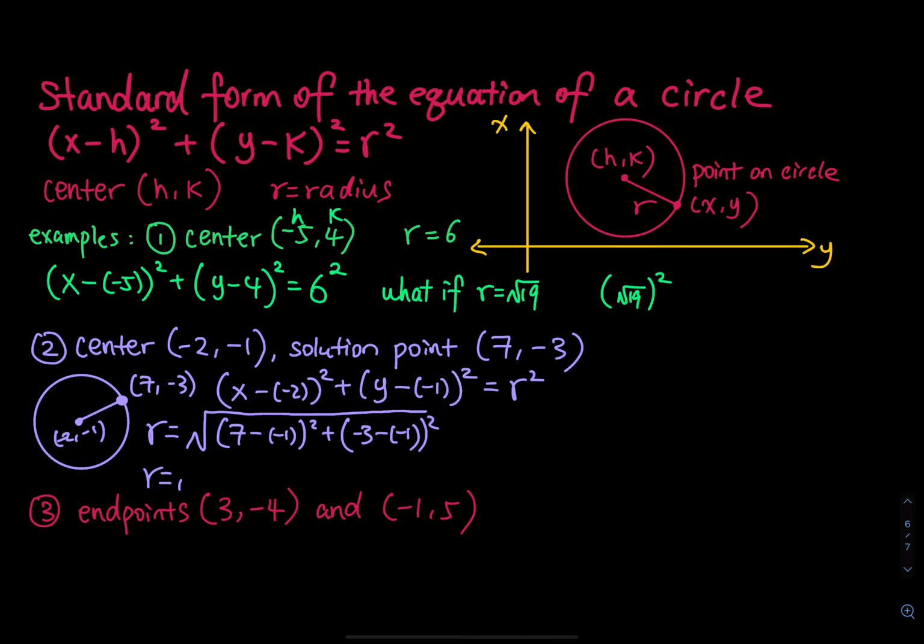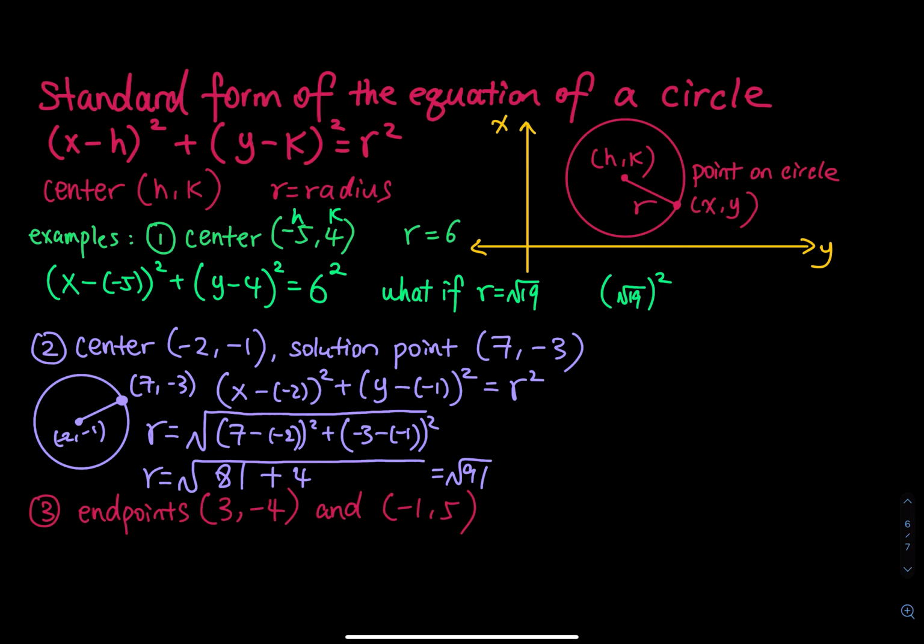So r equals the square root of, 7 minus negative 2 is 9, 9 squared is 81, and then plus negative 3 plus 1 is negative 2, negative 2 squared is 4, so plus 4. Then you have the square root of 85.